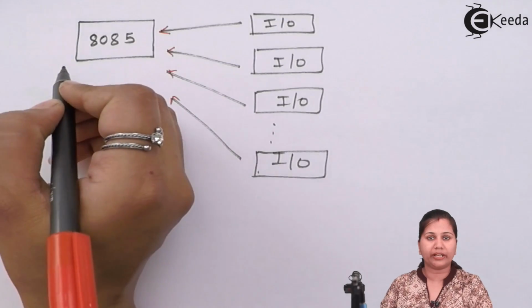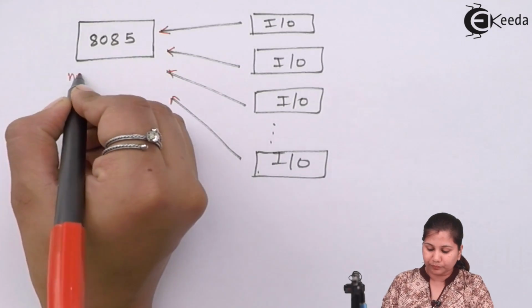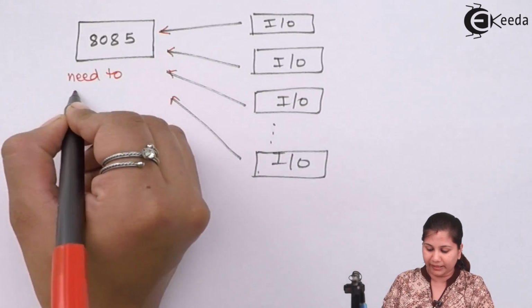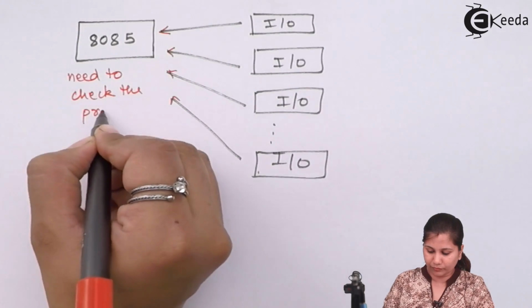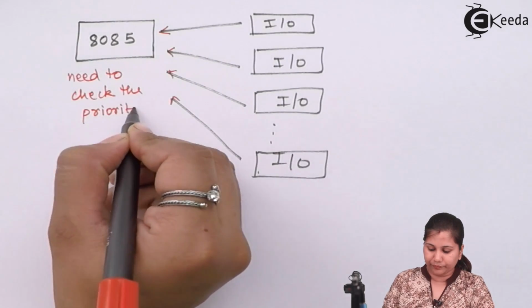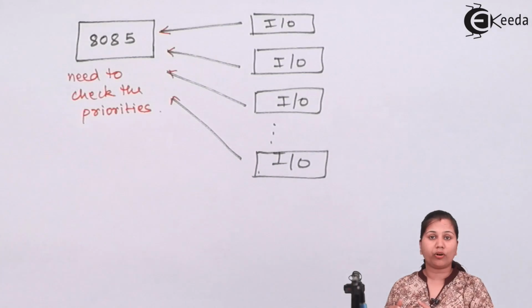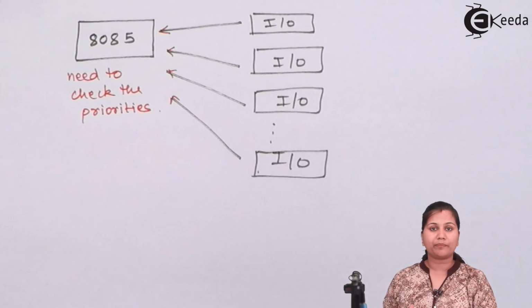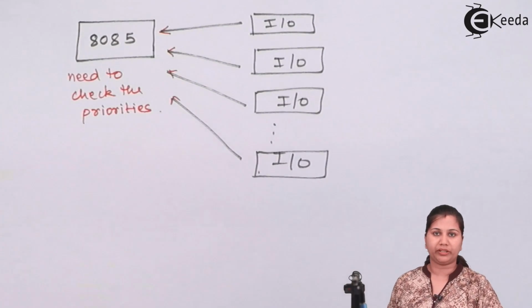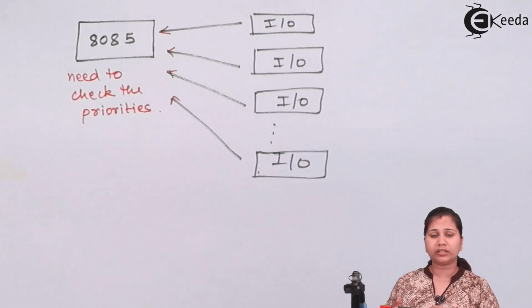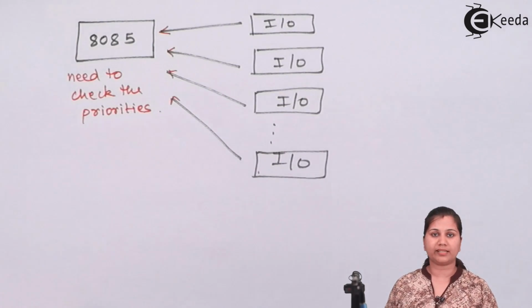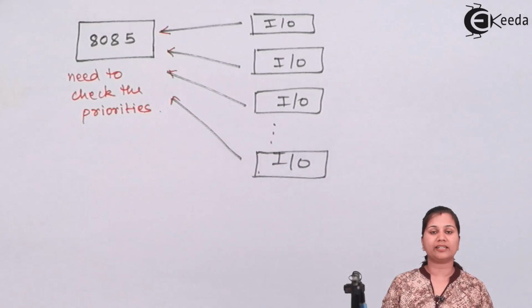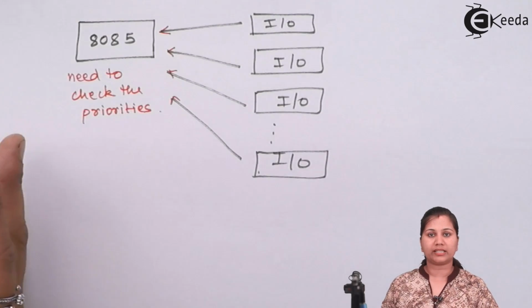So this 8085 needs to check the priorities, and also it wants to have the interrupt signal from all these input output devices. So the 8085, this microprocessor, becomes busy in this task of checking the priorities and communicating with all these devices.